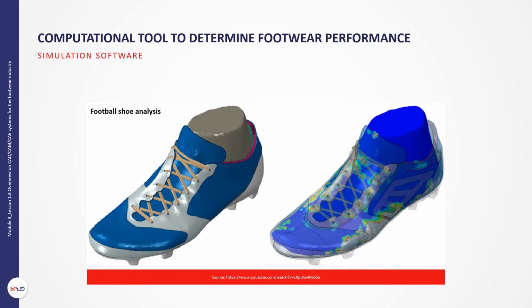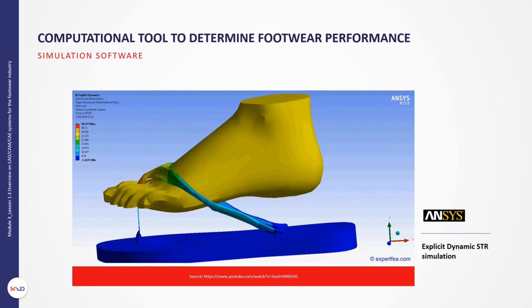To proceed with the analysis, both a virtual anatomical model of a foot and a shoe model are required. In this field, the most popular software are Explicit Dynamics, STR and Abaqus. The first is a CAE software able to simulate the response of different structures to the different loads that these can undergo, even of particularly complex objects and elements.